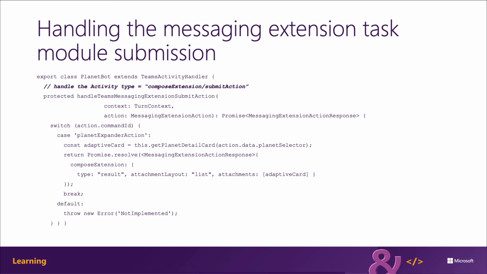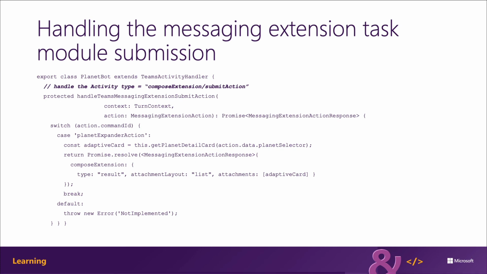You can also respond with another task module as part of a multi-step interaction. You can respond with an adaptive card that the user can interact with or insert into a message. And then you can also respond with a card that is added as a reply to the message, enabling a bot to update the message in the future.